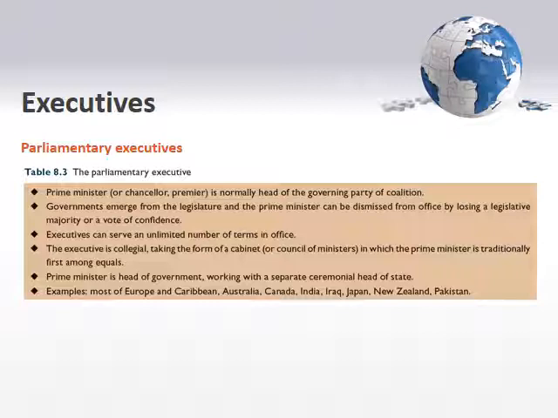Some other examples of parliamentary executives that we see are throughout Europe and the Caribbean. I mentioned New Zealand already, but we also see Australia, India, Iraq, Japan, Pakistan. These are countries that run with a parliamentary system.